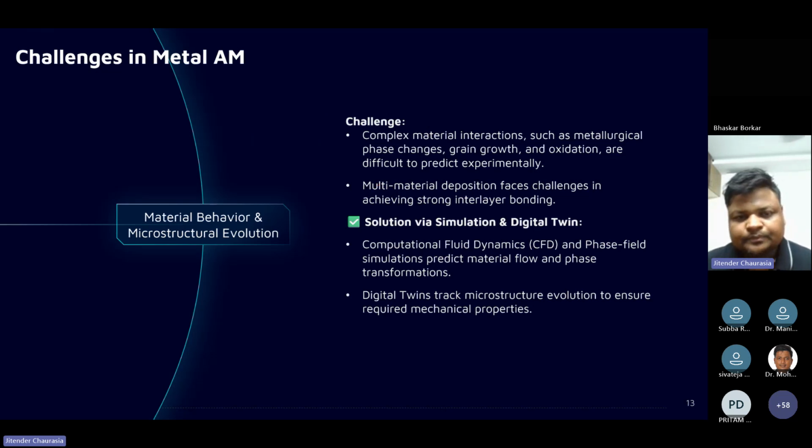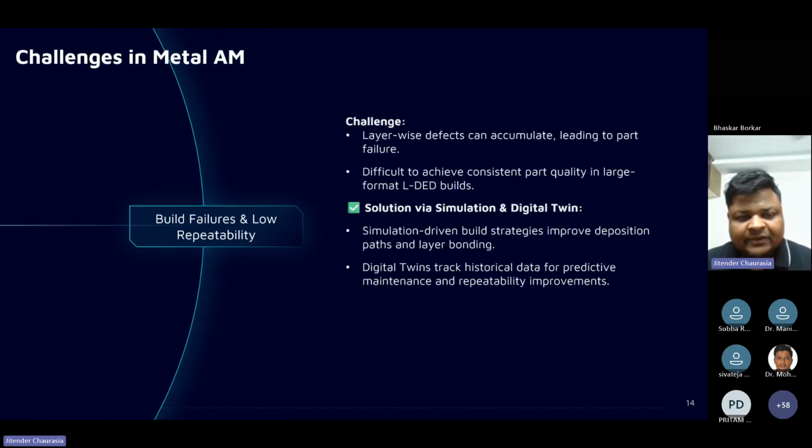So that's how it is. Then build features and low repeatability. Now repeatability is one of the key problems when it comes to any DED process or even any 3D printing process. Polymer, to some extent, I would say, has attained a position where it is really repeatable. You get a printer for 40,000-50,000, just plug it in, and you get the job done.